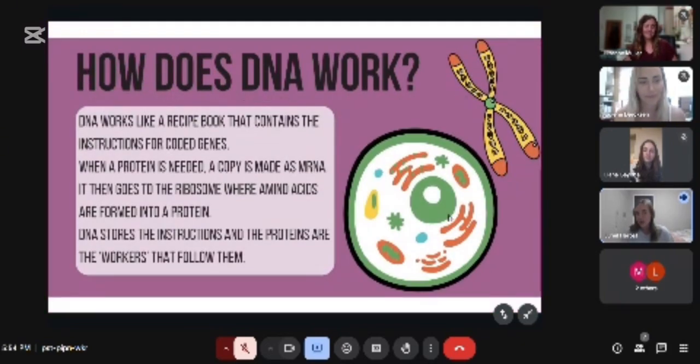So, how does DNA work? DNA works like a recipe book that contains the instructions for coded genes. When a protein is needed, a copy is made as mRNA, which is also known as messenger RNA. It then goes to the ribosome where amino acids are formed into a protein. DNA stores the instructions and the proteins are the workers that follow.